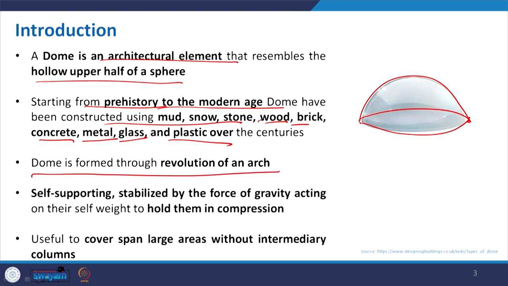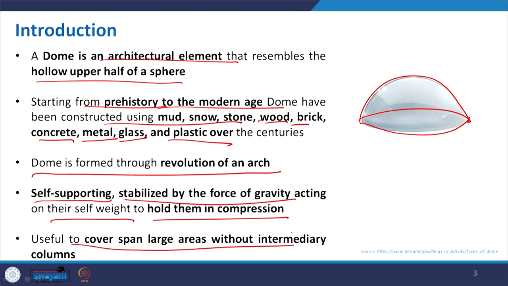A dome is formed through revolution of an arch, self-supporting, stabilized by the force of gravity acting on the self-weight, holding them in compression, useful to cover a large span. It is again the same. Starting from the dome that we can see in the Taj Mahal, or the dome that we have seen in the Pantheon in Rome, it helps us to have a columnless structure. A vault does the same purpose, but for a corridor or an area of that kind, while a dome is used for a larger span.